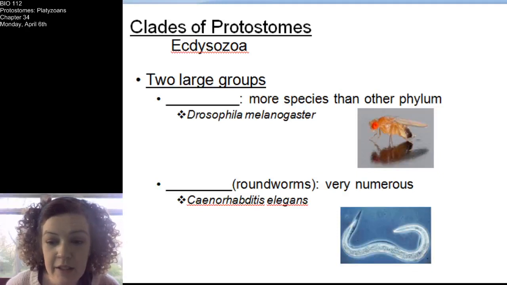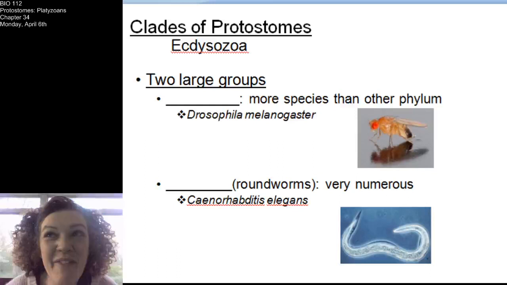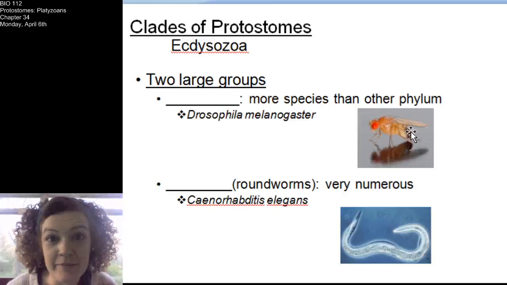So here's the thing. Within the Ecdysozoa, and I have blanks so you can test yourself, because we've already talked a little bit about these. Within these Ecdysozoa, there are two large groups. One of them contains more species than any other phylum. What is it?